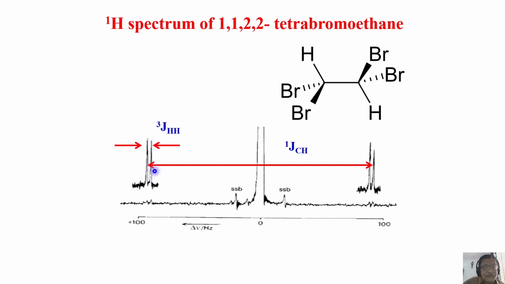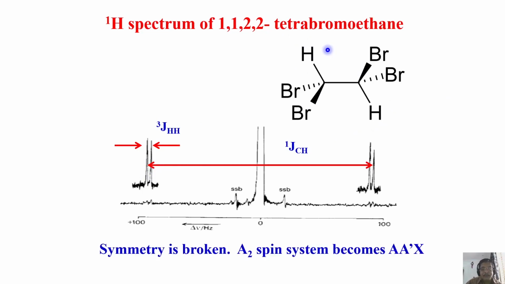So satellite analysis gives me homonuclear coupling among chemically equivalent spins, which is not possible to get from the regular one-dimensional NMR spectrum. So what we did is, we did not do anything to the molecule. The only thing is, we took the NMR spectrum and started looking for the carbon 13 satellites. As a consequence, we know the symmetry of the molecule is broken, and the A2 spin system will become an AAX spin system here. Analysis gives me CH coupling and HH coupling, both.